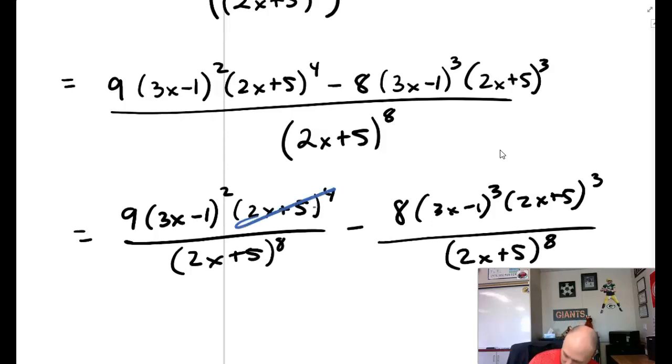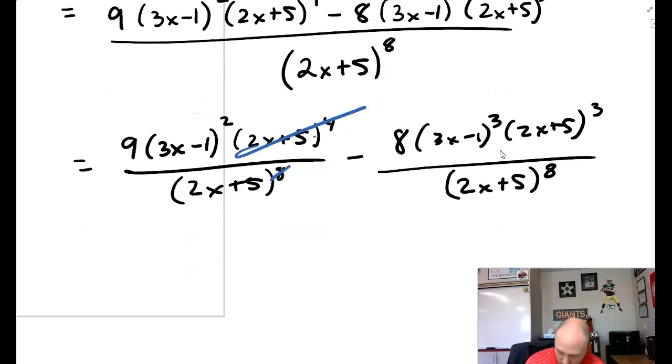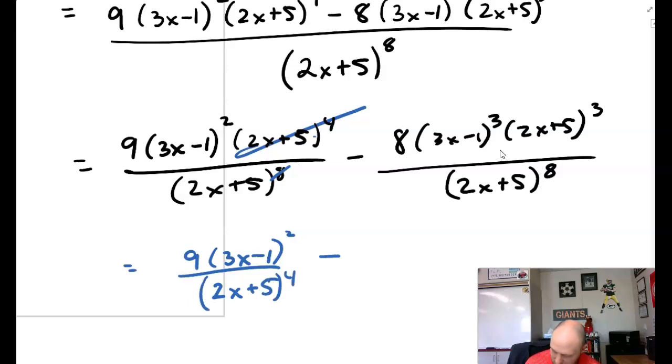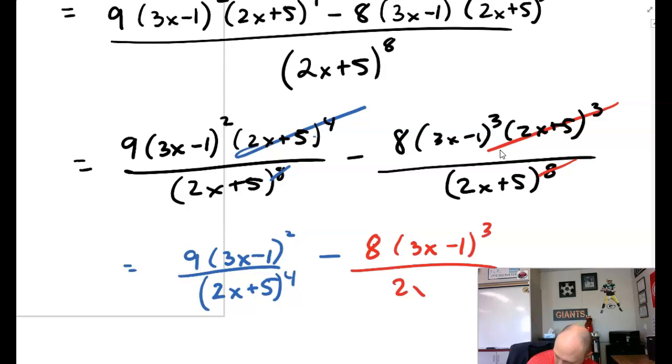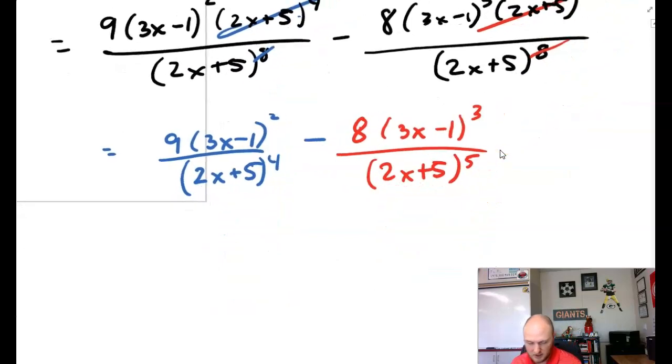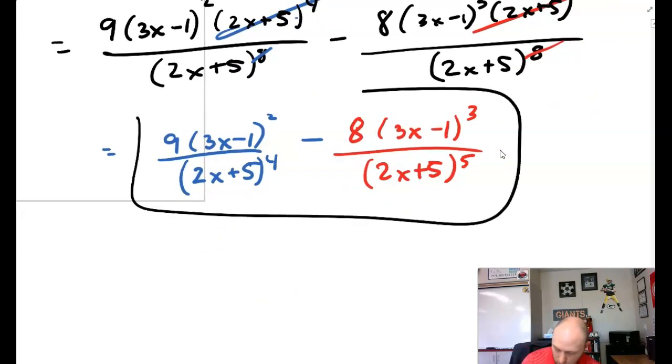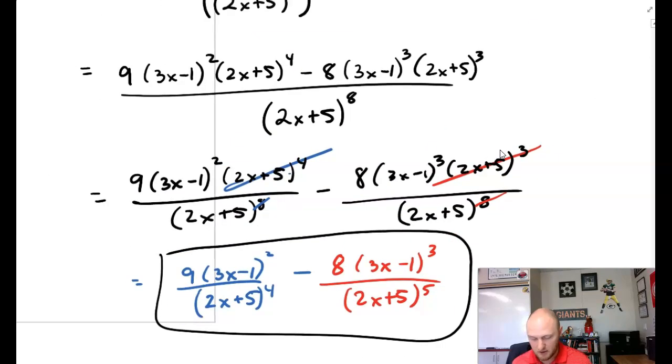It looks like all of these would cancel. So this would give me 9 times 3x minus 1 squared divided by 2x plus 5 to the 4th minus, and then over here, 3 of these will cancel. So we have 3x minus 1 cubed over 2x plus 5 to the 5th. Okay. And there you go, just an alternate form of how you may see this represented on a multiple choice answer.